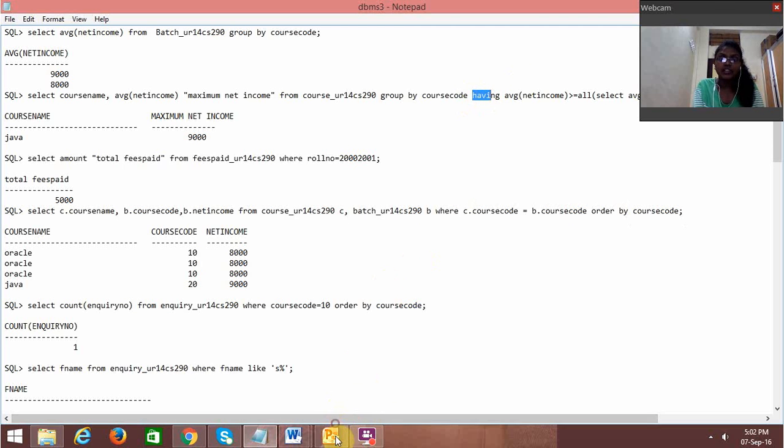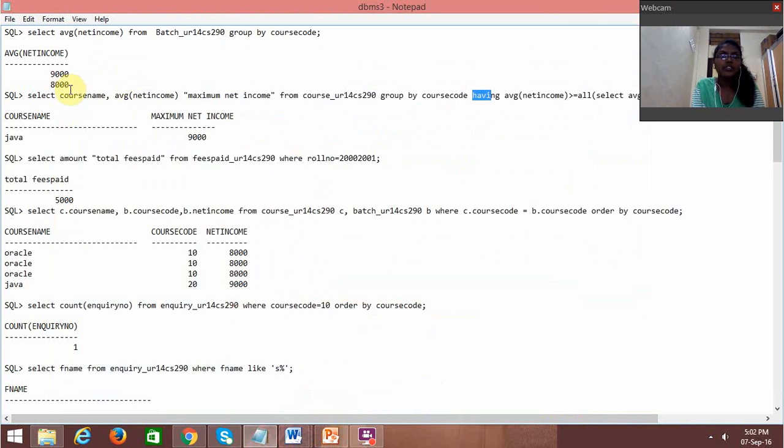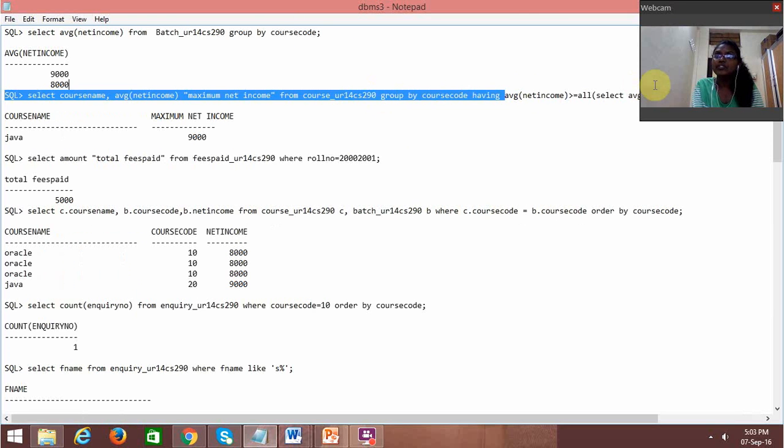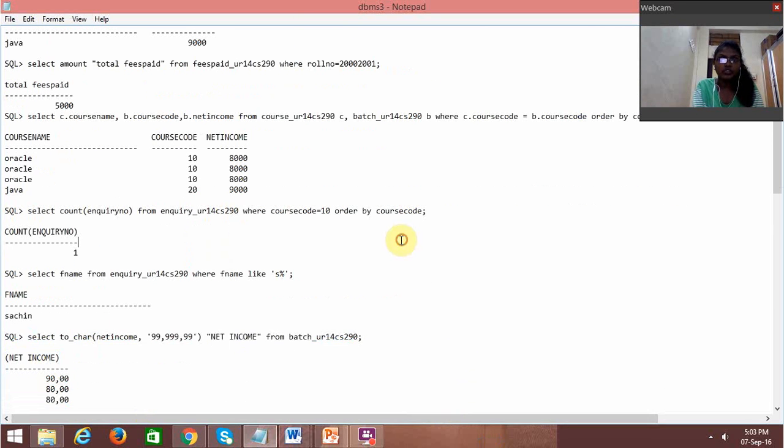Now what is having clause? Having clause is added where keyword cannot be used with aggregate function. So we have the syntax select course name, average net income. This is a replacement of string column name to be written instead of average net income from the table name, which we have grouped by according to course code. Then having net income, which is greater than all the other net income. So we would get only one output for that.